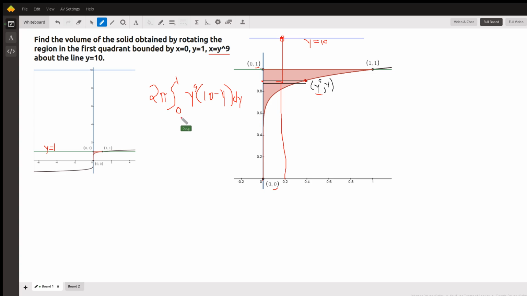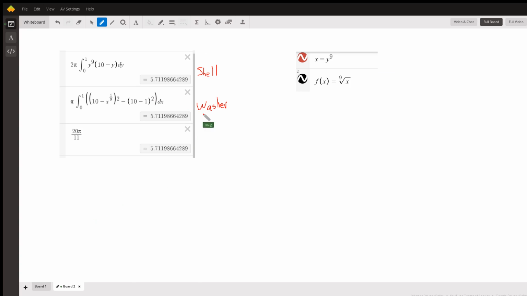Now to actually evaluate this, you distribute the y to the 9th, find the antiderivative, evaluate from 0 to 1, and multiply by 2 pi. If I go to board 2, there's the setup of that integral using the shell method.